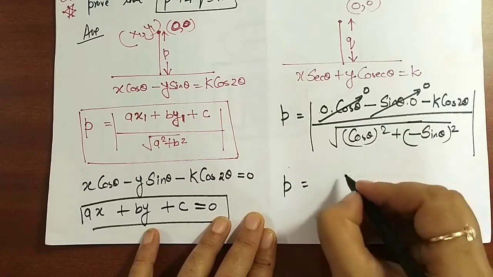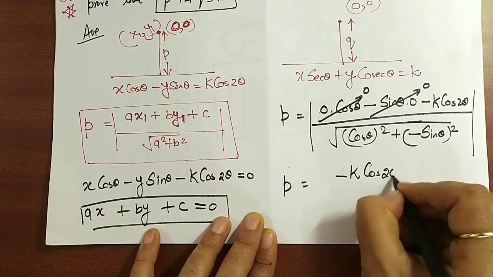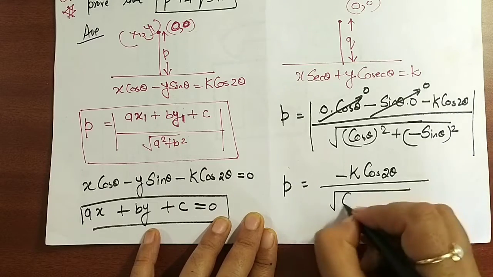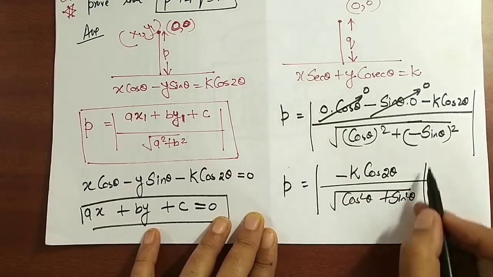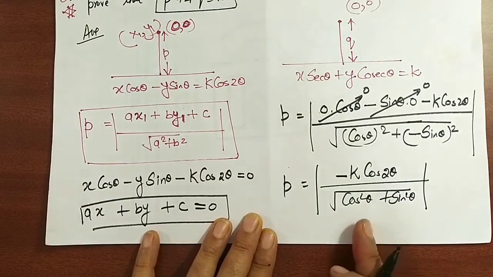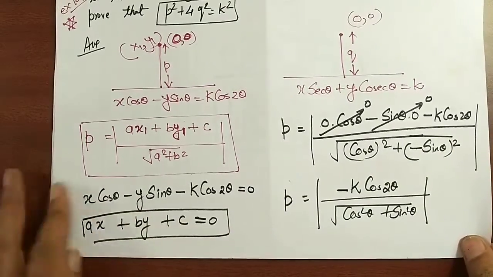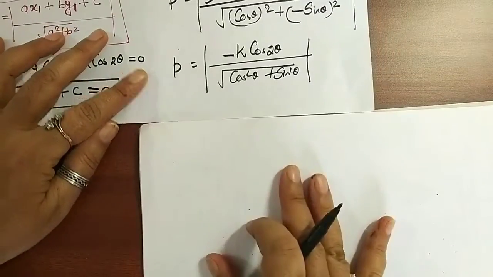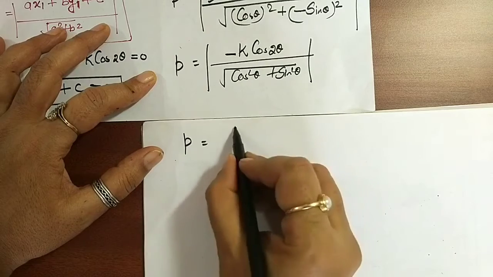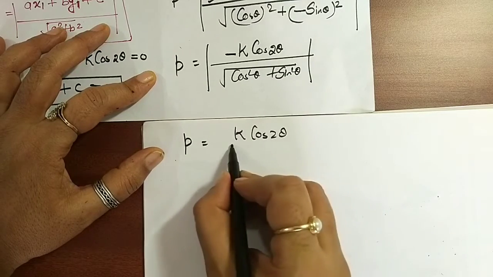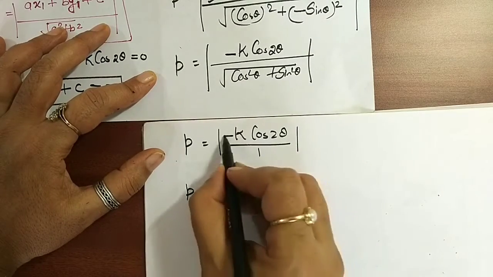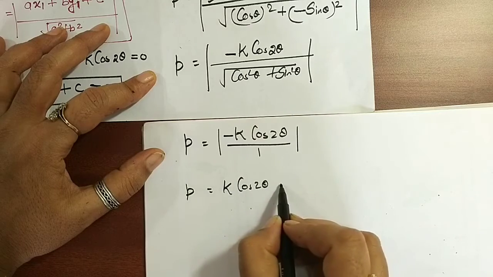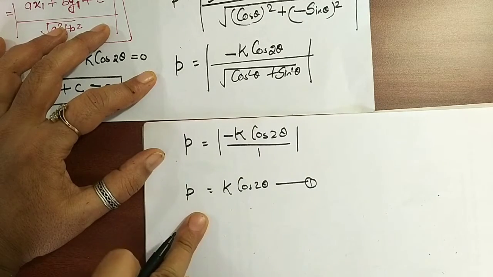So p is minus k cos 2 theta by under root of cos square theta plus sin square theta. This will become plus, and mod means, guys, the negative sign will go. And what is cos square plus sin square theta? It is nothing but 1. So my p will be k cos 2 theta by 1, and because of mod, the minus sign will go. So I got p equals k cos 2 theta. This is my first equation. At least I got p.